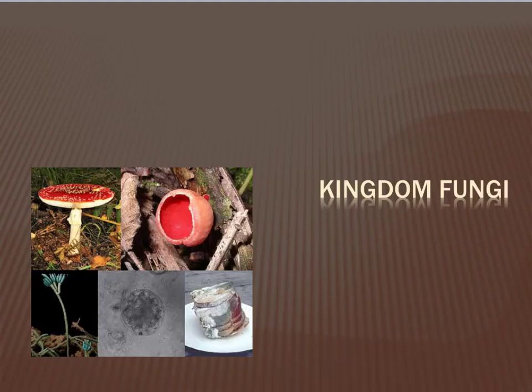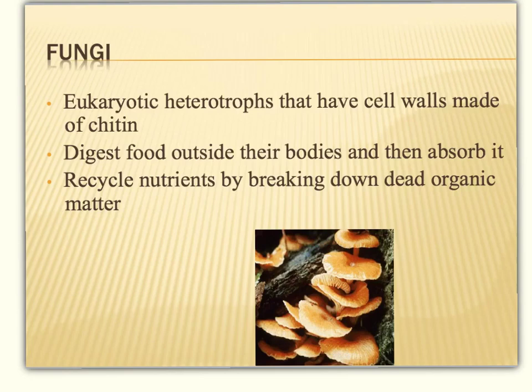On to the kingdom of the fungus, or the fungi. As you already know, fungi are eukaryotic, meaning they have a nucleus, and heterotrophs, meaning that they must consume in order to get their energy, they have to eat. And they have cell walls made of this material called chitin. So they are heterotrophs, but they eat pretty differently. They digest the food outside of their bodies and then they absorb it.